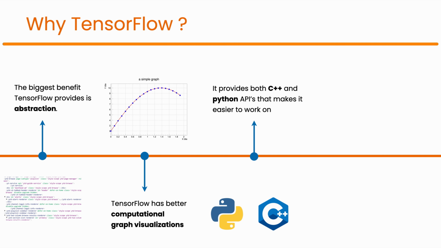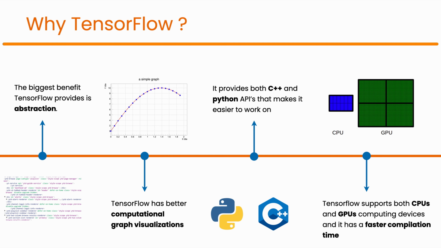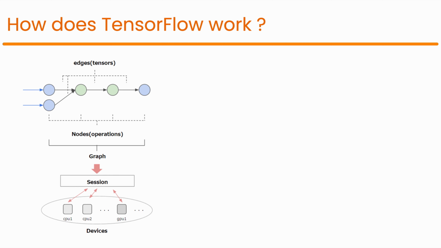TensorFlow provides both C++ and Python APIs that make it easier to work on. With these APIs, we do not have to really go deep into writing all the stuff that is required. Let us say if you want to prepare a neural network or to configure or program a neuron, all you need to do is to call the API and pass the data. That is pretty much sufficient. TensorFlow supports both CPU and GPU computing devices, and it has a faster compilation time than other deep learning libraries like Keras and Torch.